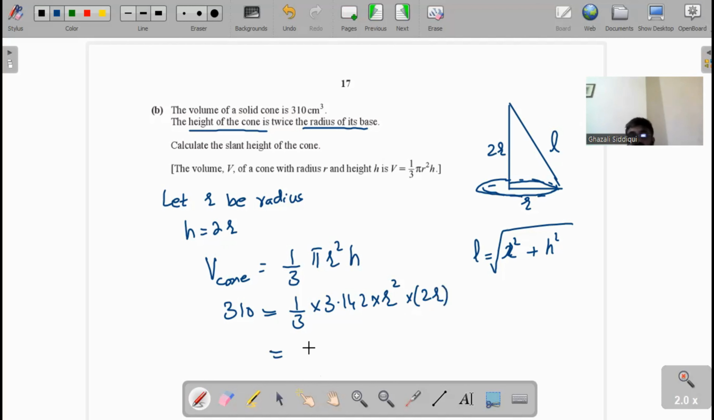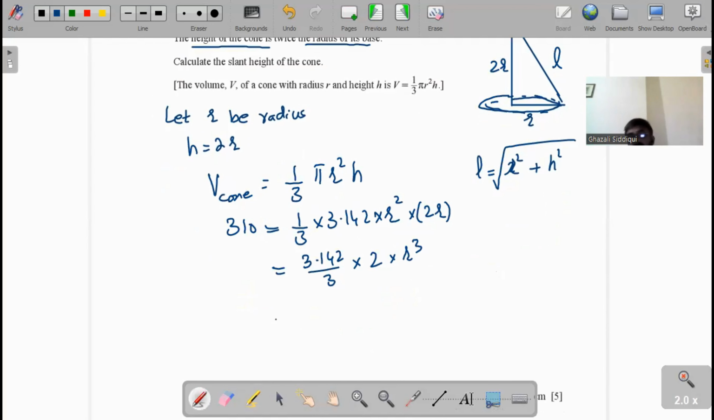Therefore, that value is 3.142 divided by 3 multiplied by 2 multiplied by r². Now this value becomes 310 multiplied by 3 divided by 2 divided by 3.142, and that is r³, and we take the cube root of this. Now we calculate it.